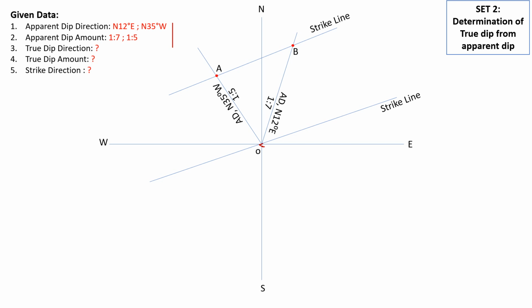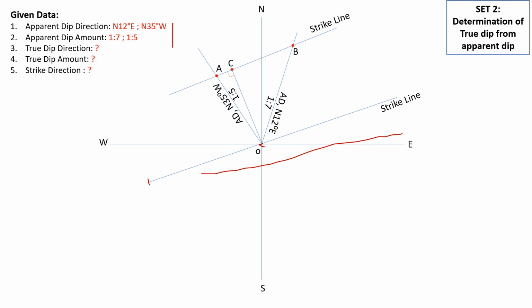So we know there is a relation between the true dip and the strike line, that they are perpendicular to each other. So what I'll do is drop a perpendicular to this strike line. This will be my perpendicular line, and wherever it is cutting, I'll mark that point, because I have to find out the dip amount as well, and I'll name this point as point C.